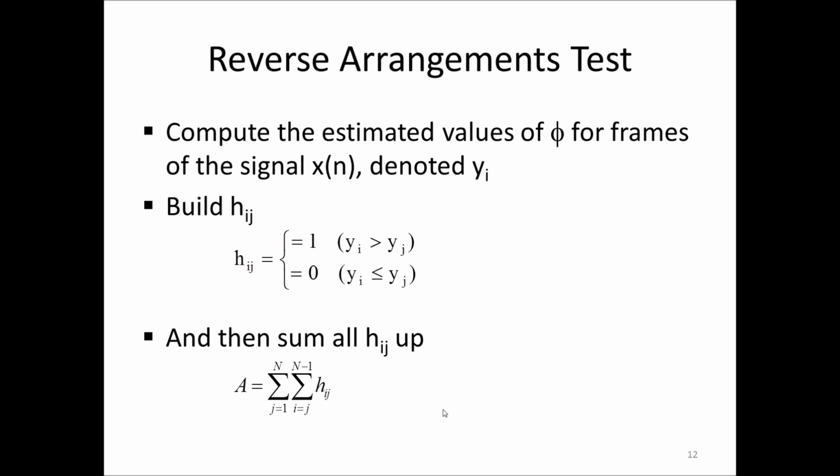Applying this test, first we calculate the frame statistics values. We denote these values y sub i for frame number i. Then we build the triangular matrix H sub ij, which for every ij pair is 1 if y_i is larger than y_j and is 0 otherwise. Then we sum up the values of H sub ij for all ij pairs in the upper triangular matrix. And this sum we denote uppercase A.